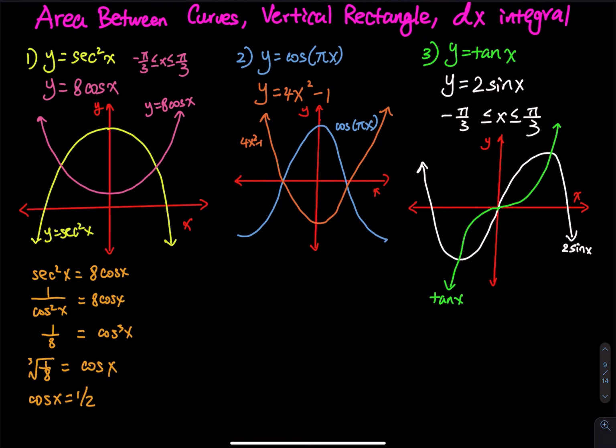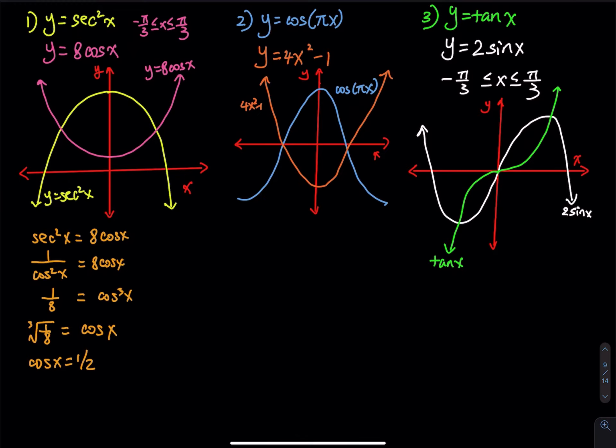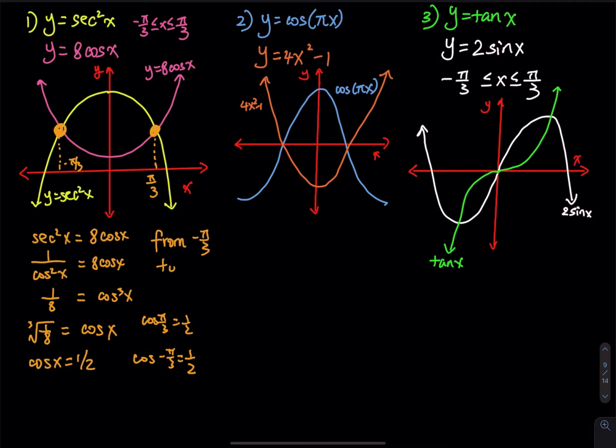So the domain actually helps me a little bit. If you look all the way up, the negative pi over 3, because we have cosine pi over 3 equals 1/2, and cosine negative pi over 3 also equals 1/2. So that tells me at these two intersections, we have cosine equals negative pi over 3. No, sorry, not cosine. X equals negative pi over 3 and positive pi over 3. So we know that the lower limit and upper limit go from negative pi over 3 to positive pi over 3. And then which one is the top, which one is the bottom.